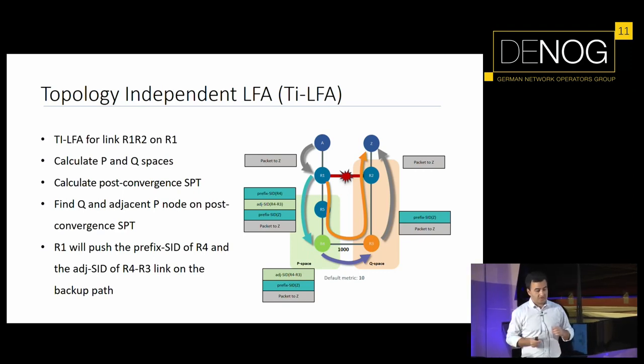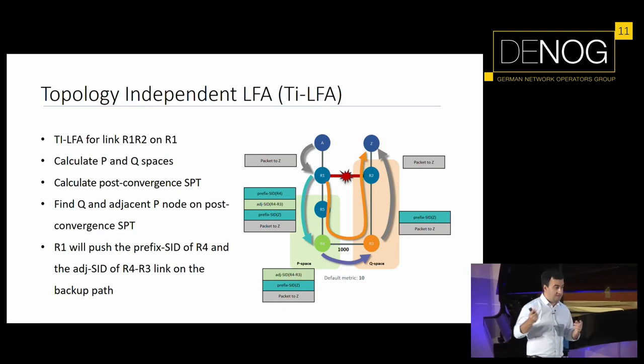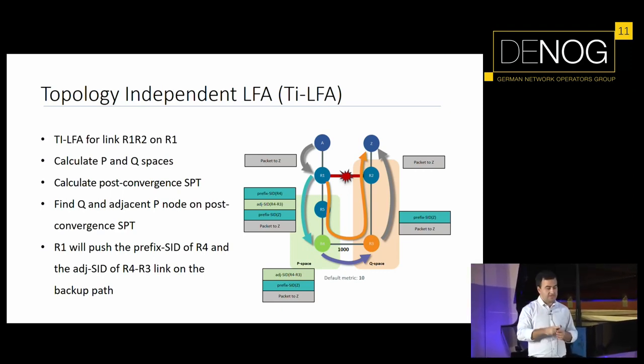Well, because router 4 will check, okay, to reach router 3, I have a metric of 1,000, so a cost of 1,000. So what it means is, for him, because you can see the default metric or default cost on all the links is 10, to reach router 3 with a prefix segment ID, he will not go directly because he has a cost of 1,000, but he will go all the way up to router 1.